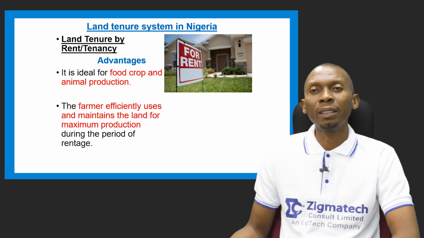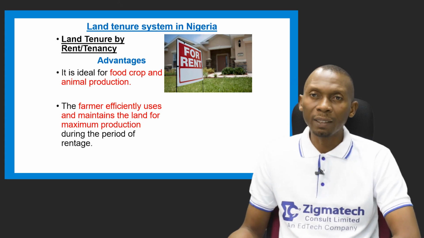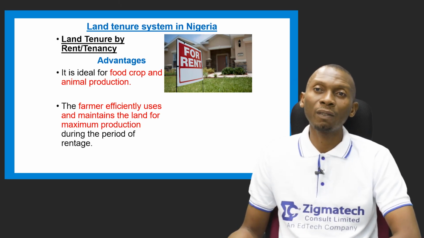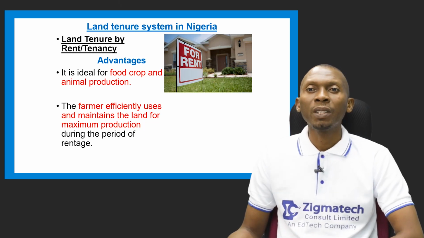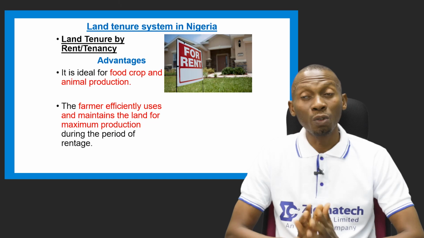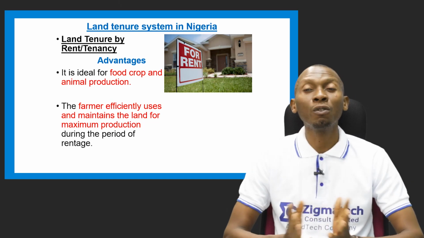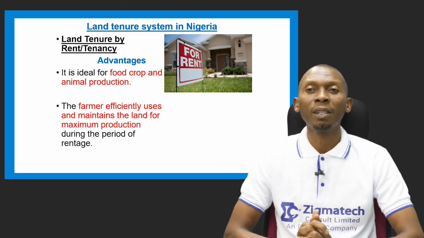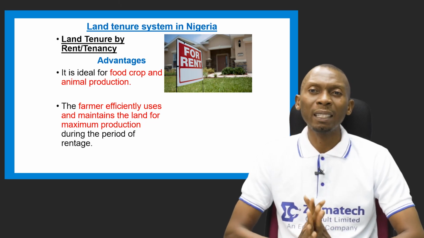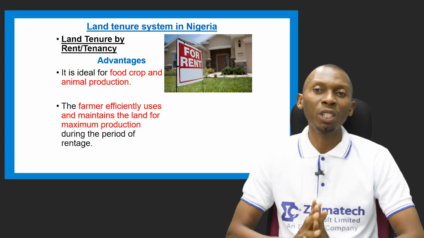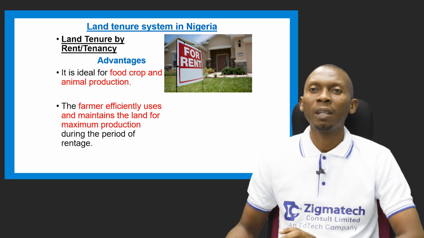It has its advantages and also its disadvantages. So let's take a look at the advantages of the land tenure by rent, which is also the tenancy system. It's ideal for food crops and animal production. And the farmer can also efficiently use and maintain the land for maximum production during the period of rentage.